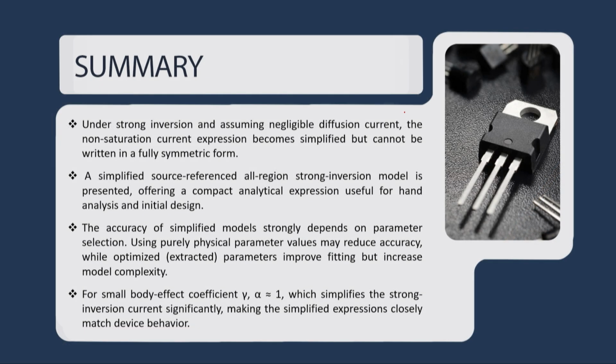Let me summarize here. In this lecture, we have seen the important role of alpha in modeling the current equation, which we said that IDS is equal to W divided by L into mu into Cox dash into (VGS minus VT) into (VDS minus VDS square by 2) into alpha. The value of alpha is very important to optimize your model to match the experimental data.